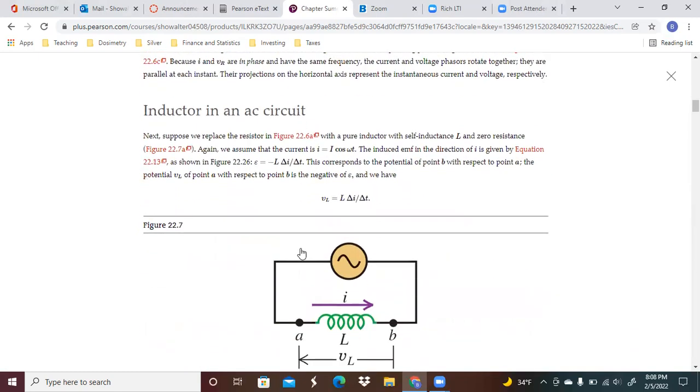When does this start to change? When would they be out of phase? Well, I'm glad you asked that. So that comes in handy here with an inductor in the AC circuit.